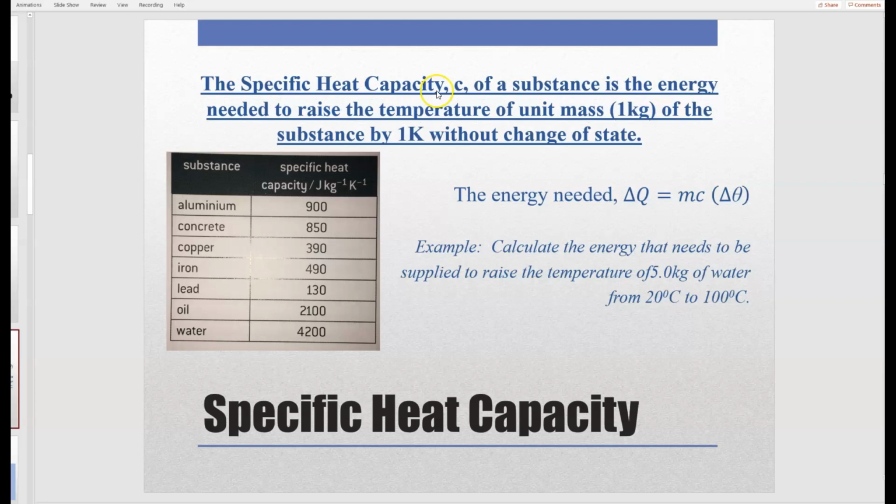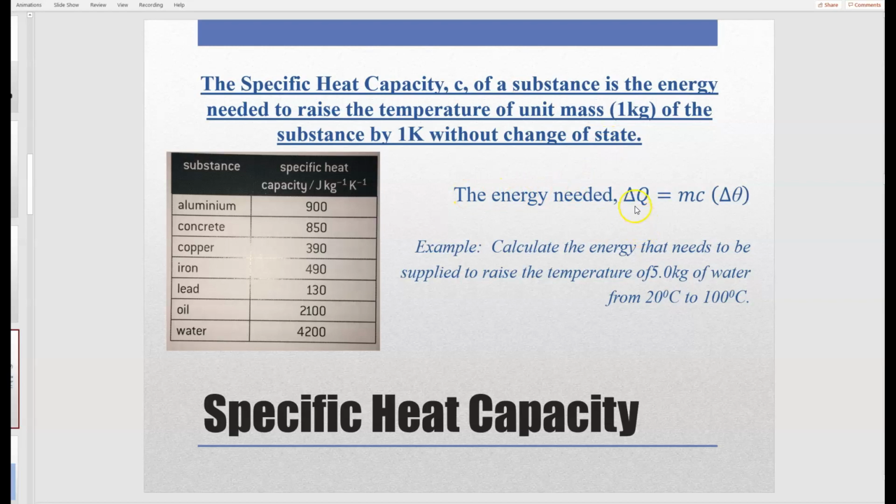But the specific heat capacity c of a substance is the energy needed to raise the temperature of unit mass, so that's 1 kilogram, of the substance by 1 Kelvin. So instead of degrees C, it's Kelvin, without a change of state. So this is only occurring during the heating process, not when it's melting or turning into a gas.